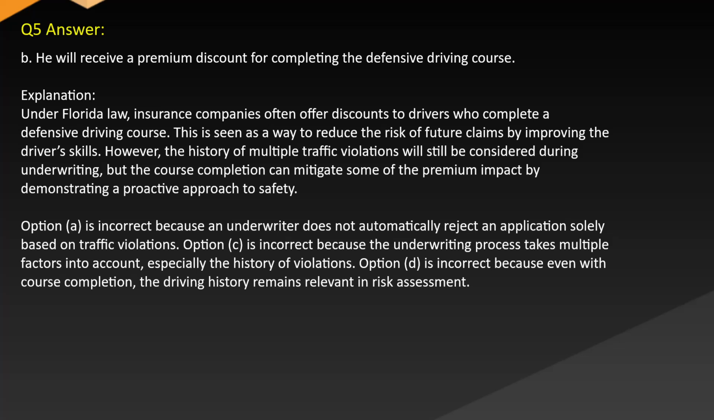Option A is incorrect because an underwriter does not automatically reject an application solely based on traffic violations. Option C is incorrect because the underwriting process takes multiple factors into account, especially the history of violations. Option D is incorrect because even with course completion, the driving history remains relevant in risk assessment.